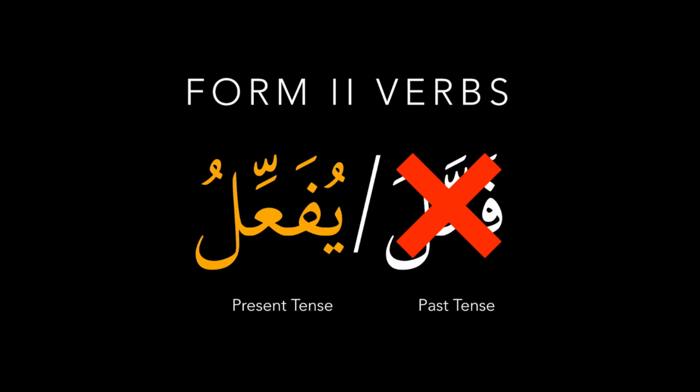Since we're only going to focus on the present tense conjugations, let's take a close look at the present tense yufa'ilu. Notice that in Form 2, the present tense short vowel indicator over the prefix is the dhamma, where in Form 1, it used to be the fatha.